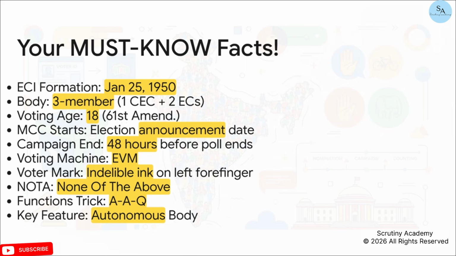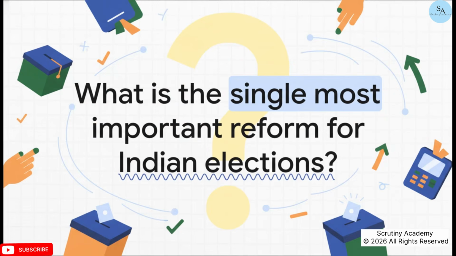7. Indelible ink goes on the left forefinger. 8. NOTA stands for none of the above. 9. Remember the 3 functions with AAQ. And number 10, that all-important word, the ECI is autonomous. And that's it. That's the whole chapter decoded. You are now officially ready to tackle any question that comes your way.